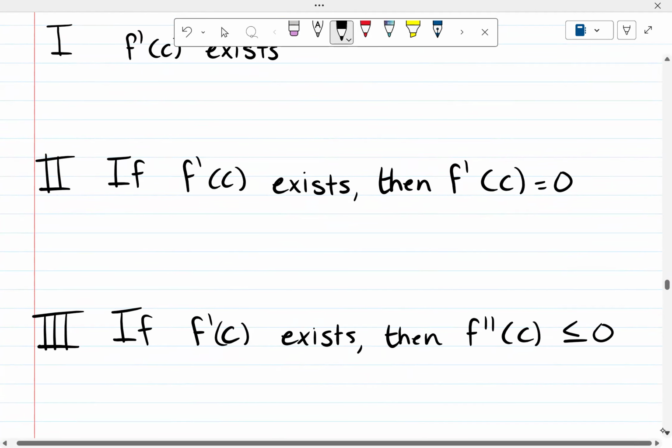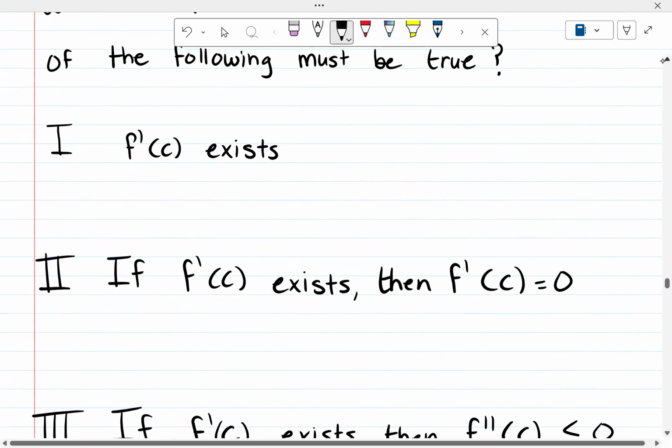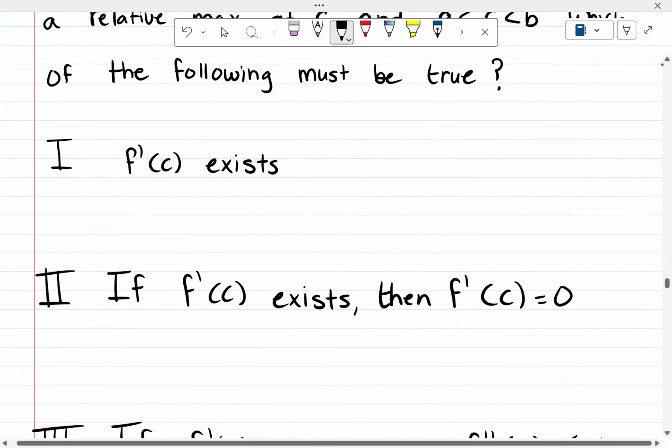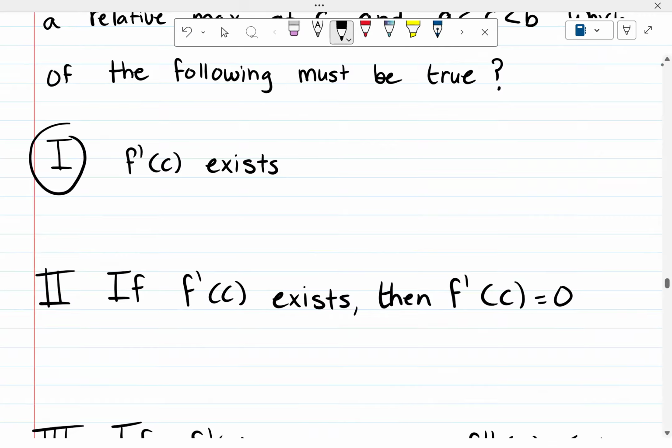So let's try Roman numeral 1. Does f prime of c exist? Yes, because that's like the mean value theorem. So Roman numeral 1 definitely works. What about Roman numeral 2? If f prime of c exists, then f prime of c is equal to zero. That is not always true, right? Sure it can be equal to zero, but not always true. So you can forget about Roman numeral 2.